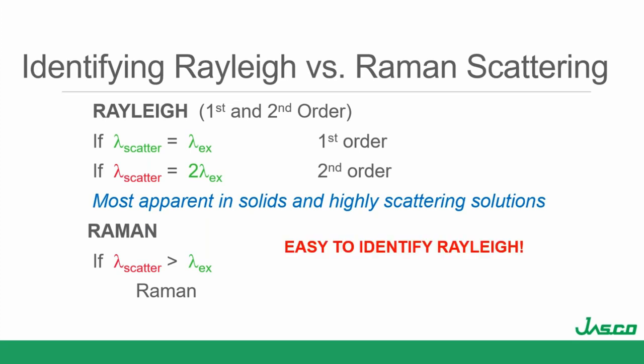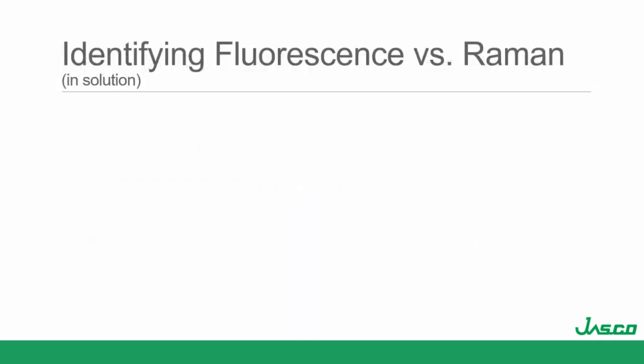Okay, so it's easy to identify Rayleigh. Raman's going to be at longer wavelengths, but fluorescence is also at longer wavelengths than excitation, right? It's red shifted from it. So I think a more important question is, how do you tell if it's fluorescence or Raman? There have been so many cases where I've talked to people and they just didn't realize they were seeing that in solution.